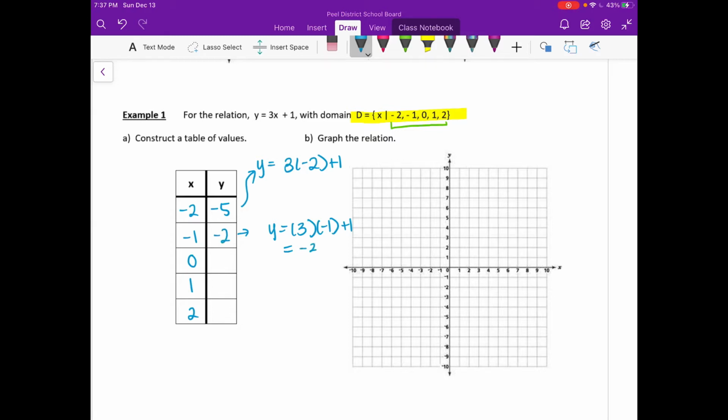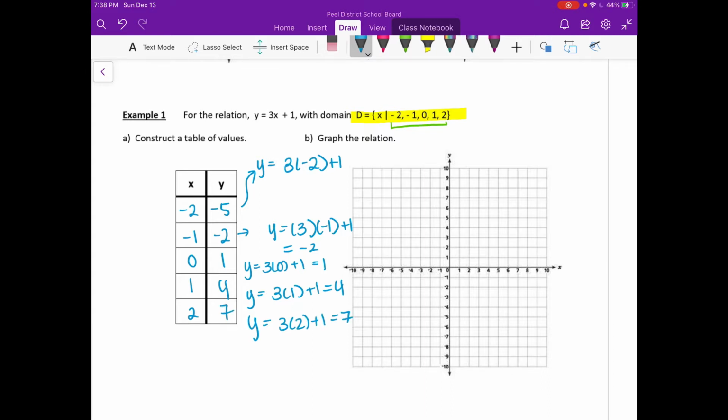Then I'm going to do y equals 3 times 0 plus 1, which is going to be 1. Then y is equal to 3 times 1 plus 1, which is going to be 4. And then y is equal to 3 times 2, which is 6, plus 1, is going to be 7. And I'm just going to go plug these in.